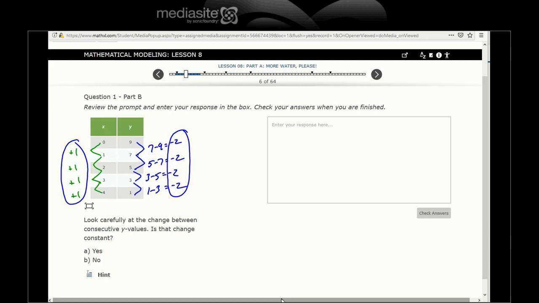So for delta y over delta x, the way this table is set up, for every change of 1 in x, we get a minus 2 change in y. And it's constant and consistent, so the answer is yes.